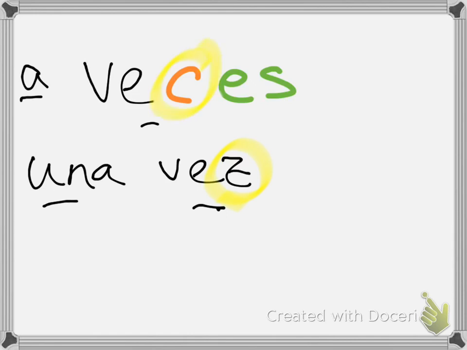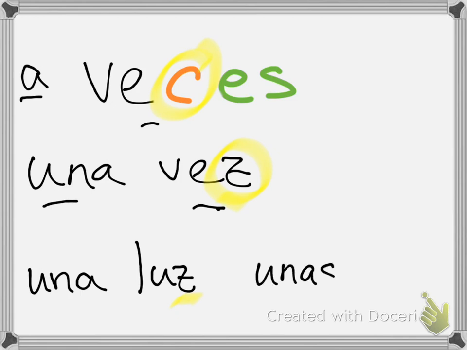This comes up again for luz. Necesito una luz. I need a light. Okay, light, luz ends in a Z. Hay unas luces por aquí. There are some lights over here. Okay, so Z's change to C's when we make the words plural.